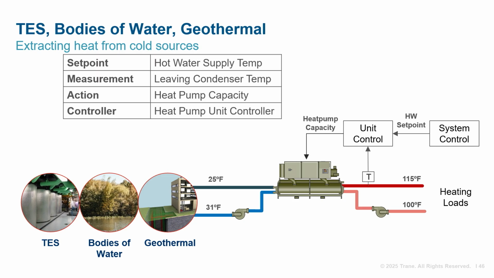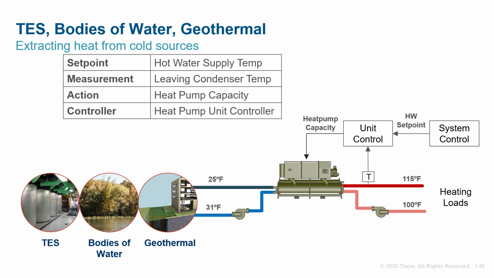The question is, how do we control the amount of heat that's extracted? In this example, we want to control the hot water temperature. A temperature sensor is installed in the leaving condenser pipe of the water-to-water heat pump. The action device is heat pump capacity. Heat pump unit controls adjust the capacity as needed to regulate the hot water temperature. We can see that the evaporator leaving fluid temperature is not directly controlled. Instead, the evaporator loop temperature floats up and down as needed to extract sufficient heat from the source.